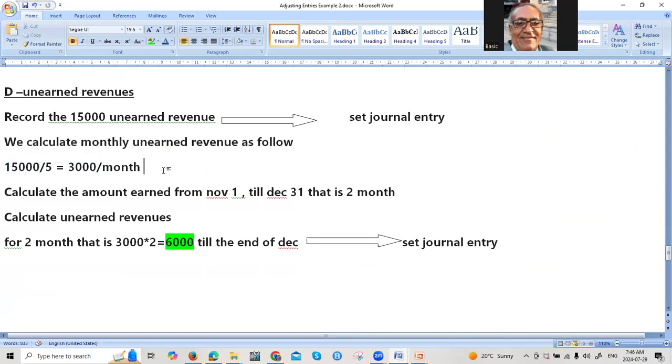Cool. So we'll calculate what belongs to the year. What belongs to the year is November and December only. So 2 months, each month 3,000. Then we will register $6,000 for the 2 months. Then I have to put the journal entries for these 2 months.